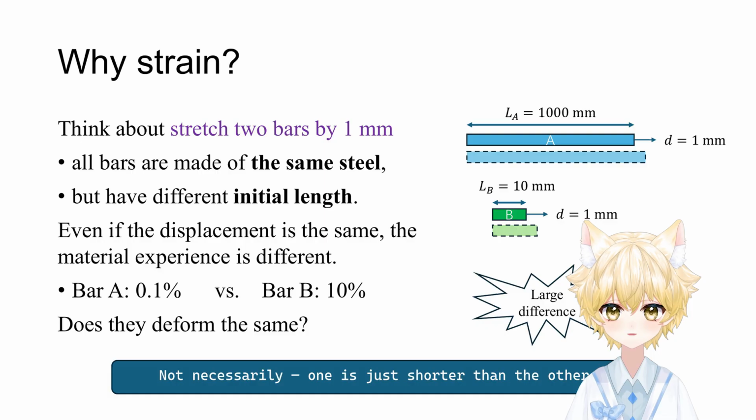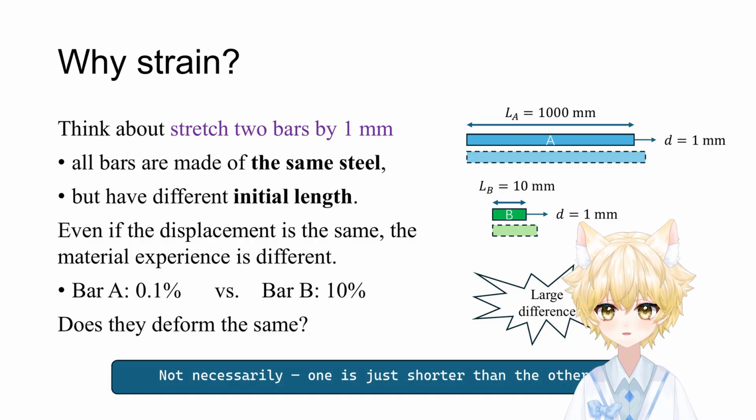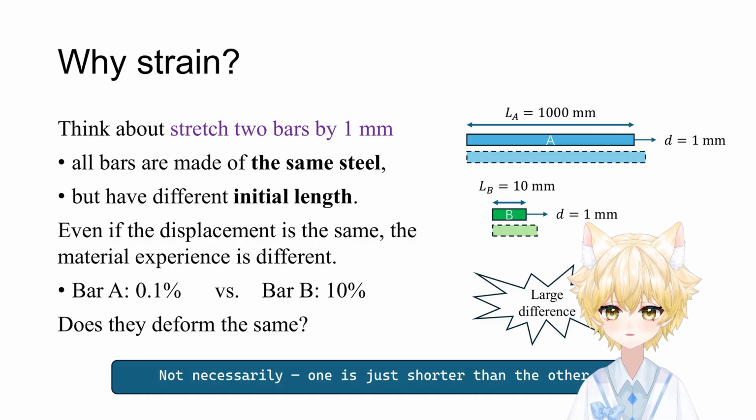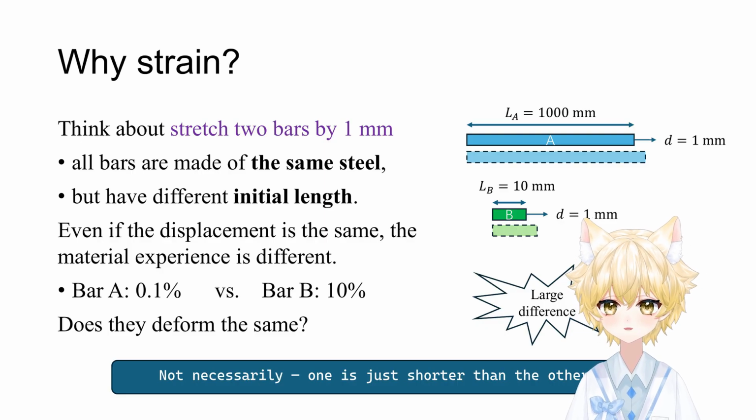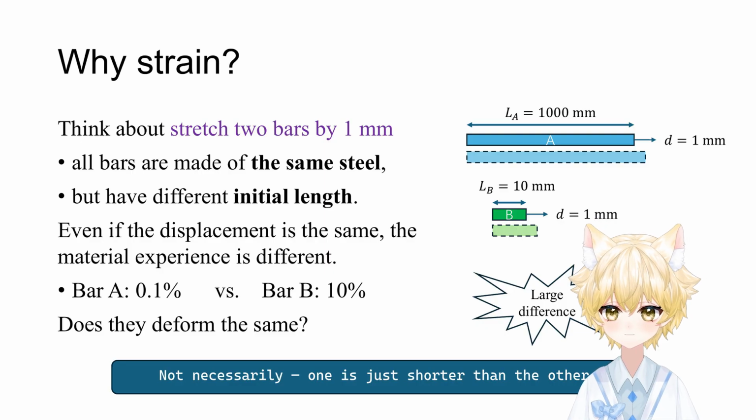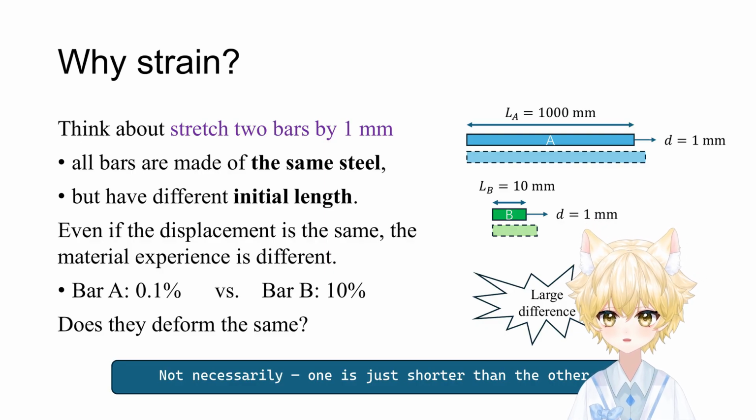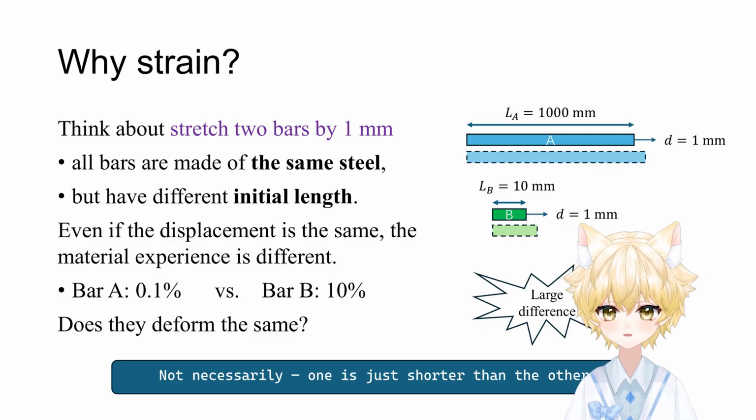Again, both bars are made of the same steel, but this time they have different initial lengths. Bar A is very long, bar B is very short. Even though the displacement is the same, the material experience is very different. For the long bar, the strain is very small. For the short bar, the strain is very large. So do they deform in the same way?